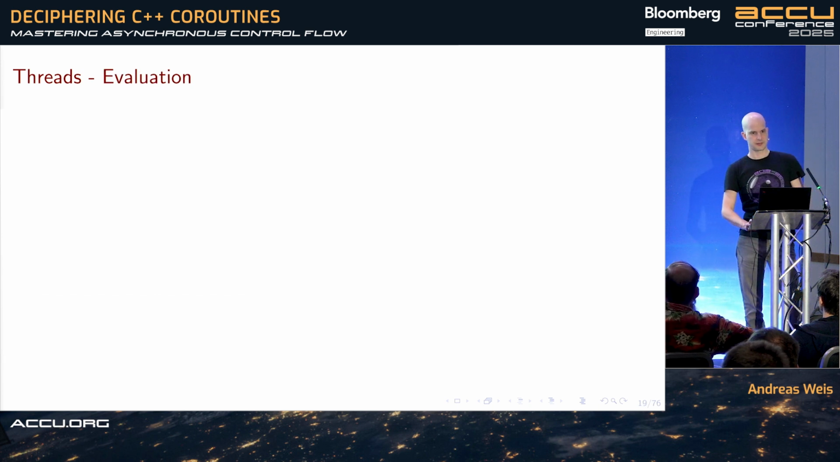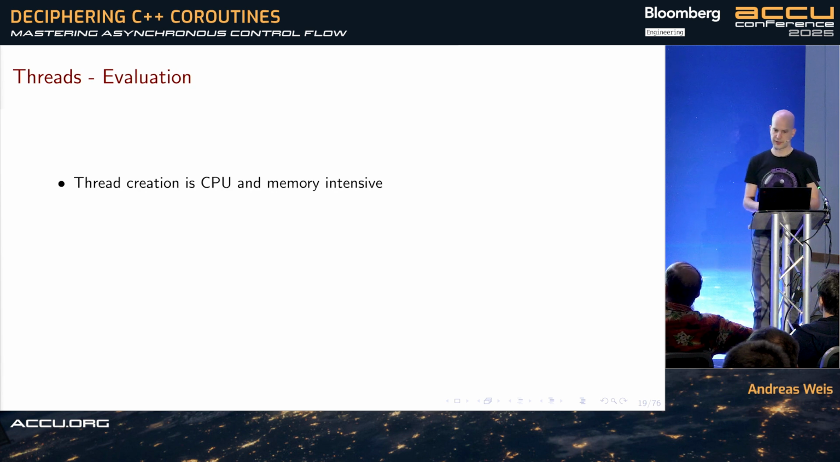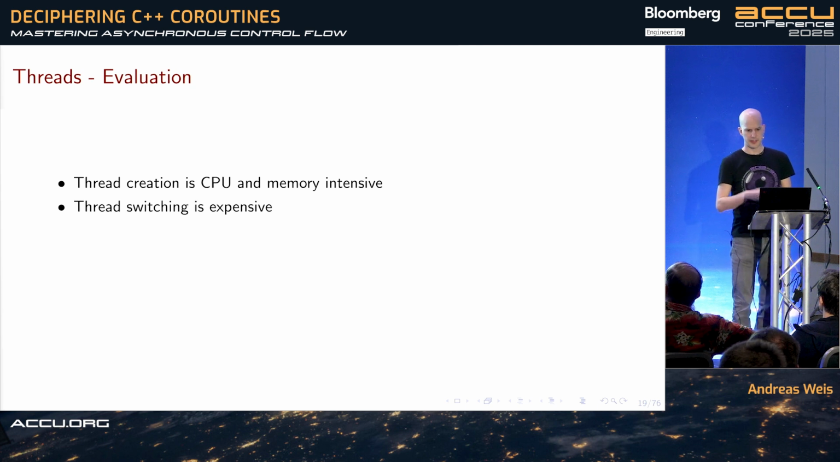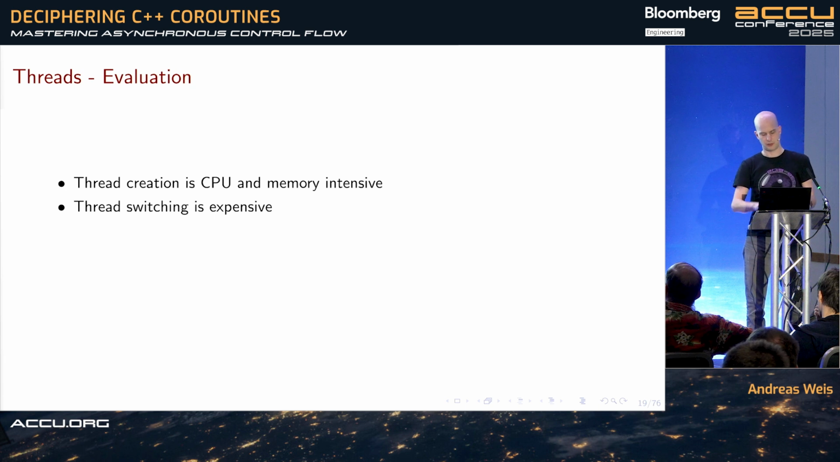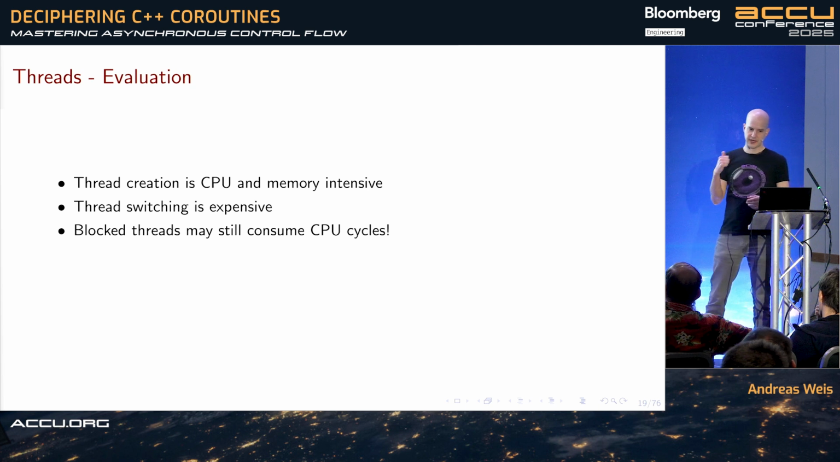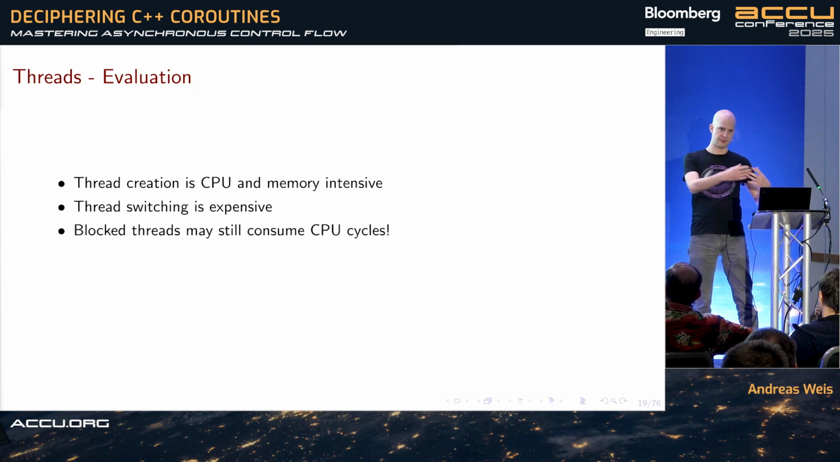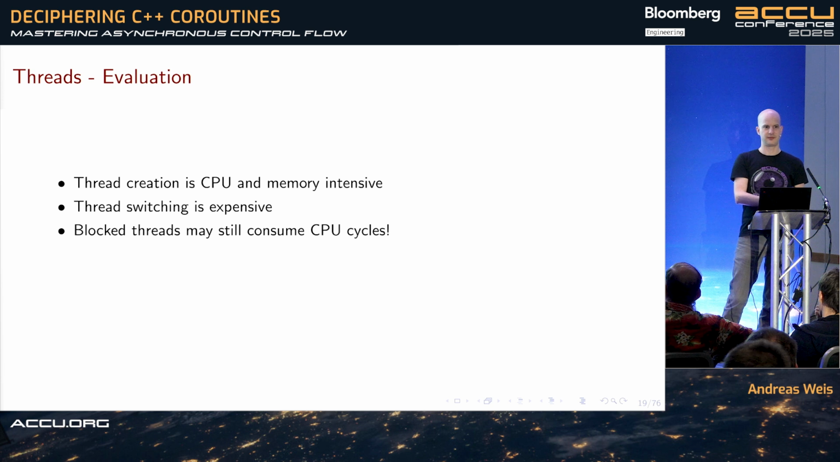So of course, threads have their problems. Thread creation is pretty CPU and memory intensive. That might be a problem if you want to create a lot of them. Thread switching is also comparatively expensive, right? You need support from the operating system there. There's a pretty heavy context that you need to take into account here. The blocked thread still consumes CPU cycles, right? Even though your main function is able to do other stuff in the meantime, that thread is still there. And depending on how smart your operating system scheduler is, it might still burn through CPU cycles.